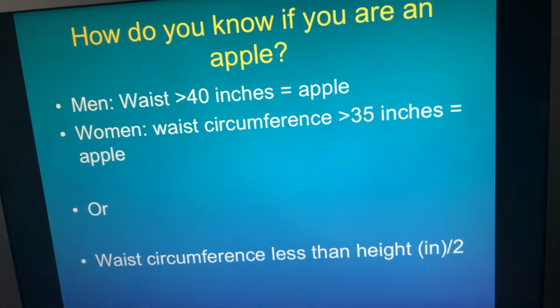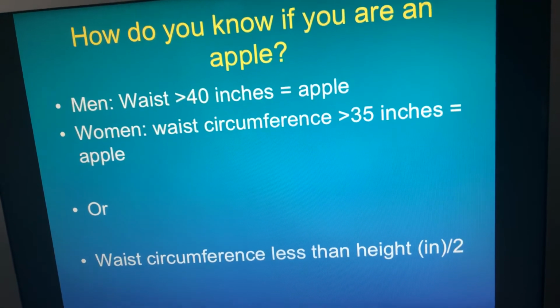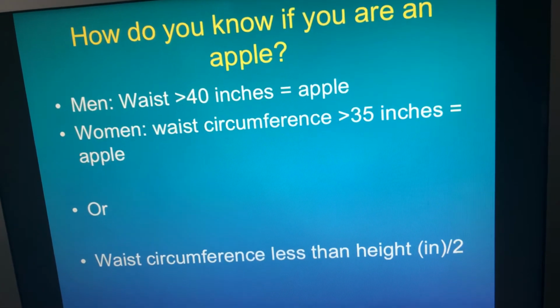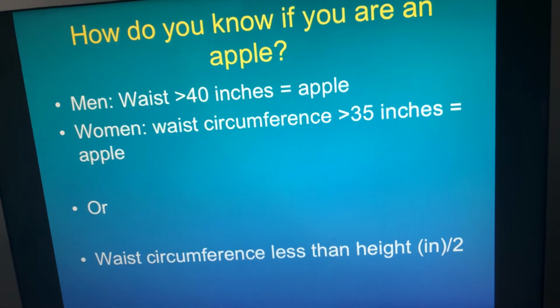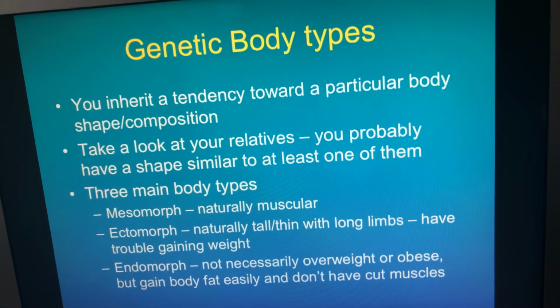So I'm 5'4", actually 5'3 3/4", but I round up. So I'm 5'4", that's 64 inches. So my waist circumference should not be greater than 32 inches if I use that method.